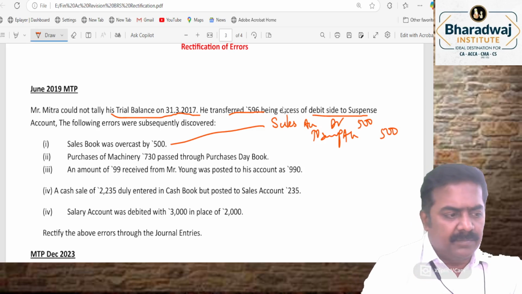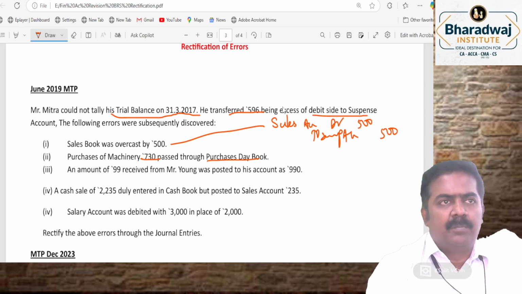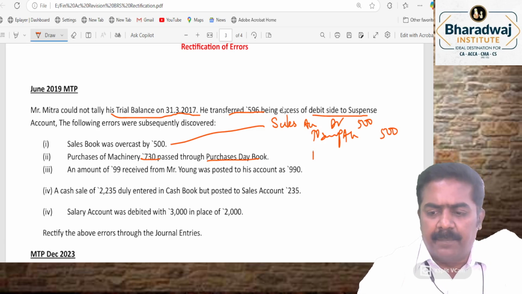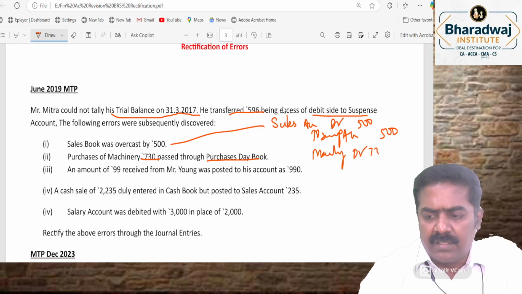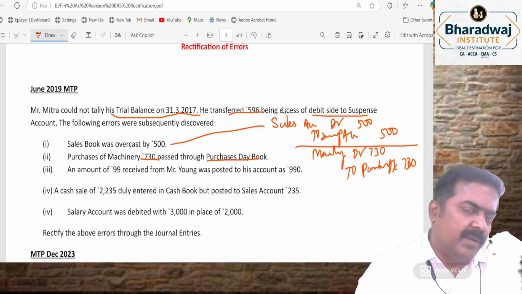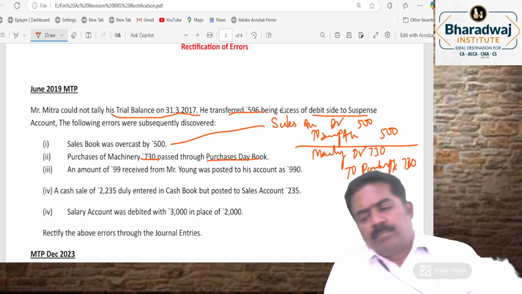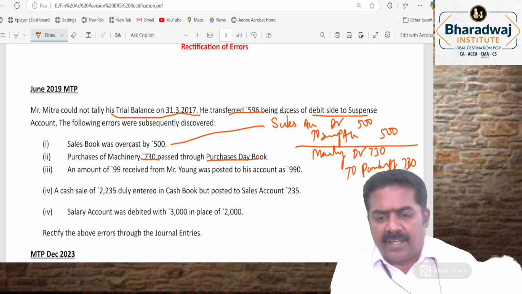What is the next one? Machinery purchased was wrongly passed through the purchases day book. Which account should be debited? Machinery account, 730. To which account was it wrongly entered? Purchase account 730. Machinery account debit to purchases account 730. Why? Machinery account should be debited. Purchase account was wrongly debited, so cancel it.